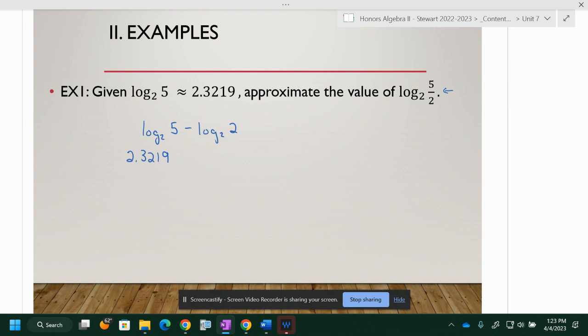And then you also had that formula that said that you have log base b to the x is equal to that exponent. So these both have the same number. The base is 2, and then the number in front of the log is 2. Since there's nothing there, this is technically 2 to the first power. So this becomes minus 1, giving your answer as 1.3219.